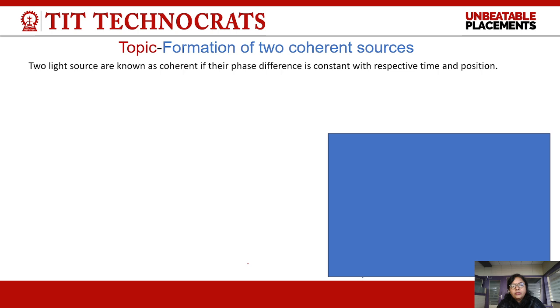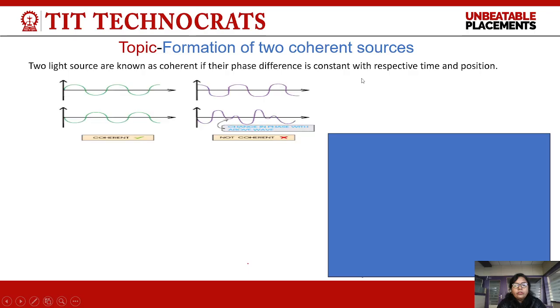Two sources are known as coherent if their phase difference is constant with respect to time and position. As you have seen in this picture, the first two waves are coherent waves and the last two waves are not coherent. Why are they coherent?